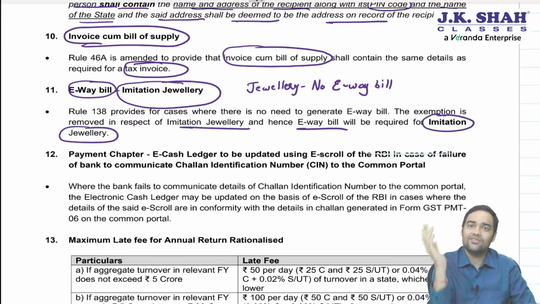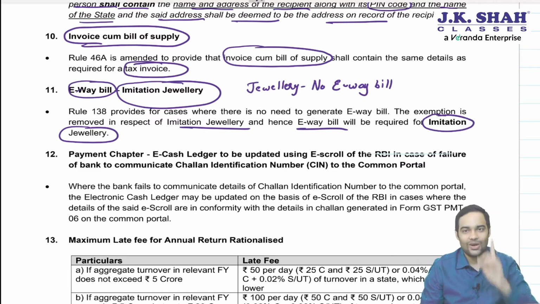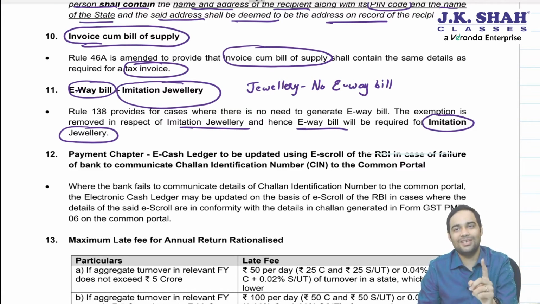Earlier, for any kind of jewelry, no need to generate an E-way bill. Now, for imitation jewelry, an E-way bill is required. Other jewelry even today enjoys an exemption. So, for artificial jewelry, should an E-way bill be required? The answer is yes.